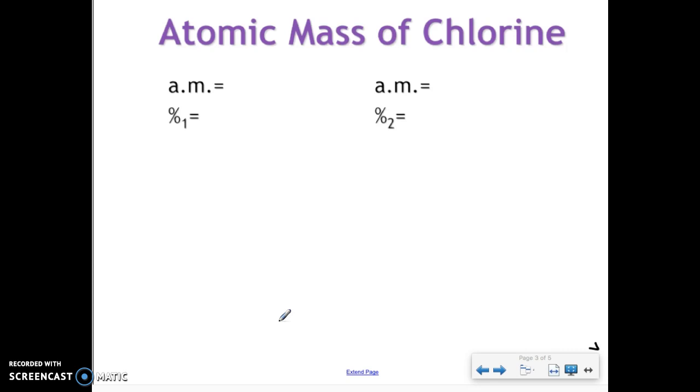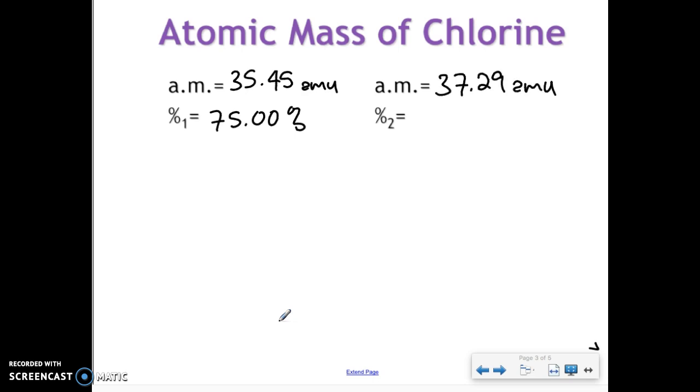So, the atomic mass of the first isotope was 35.45 AMUs. The percentage was 75.00%. And we do have to carry those two zeros along because those are significant figures. The atomic mass of the second isotope was 37.29 AMUs. The percentage of this was smaller. There's only 25.00% of that isotope.